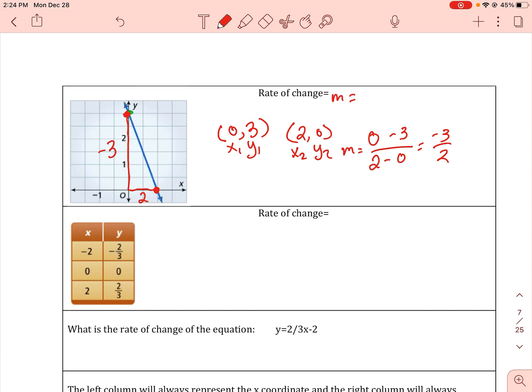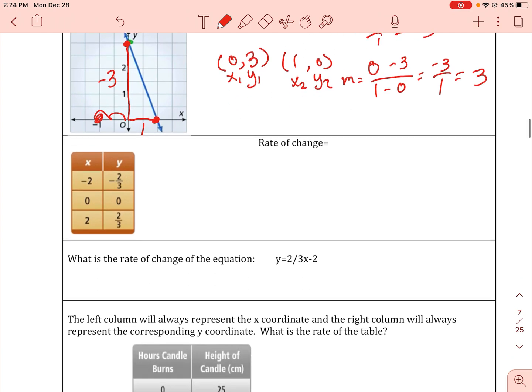Oh, so I was not paying attention to the intervals. That is 1. So this just equals negative 3. As you can see, it's very easy to make a mistake. I was not paying attention. See how every other is worth 1? So here, I go to the right one. So negative 3 divided by 1, and I need to simplify that to be negative 3.